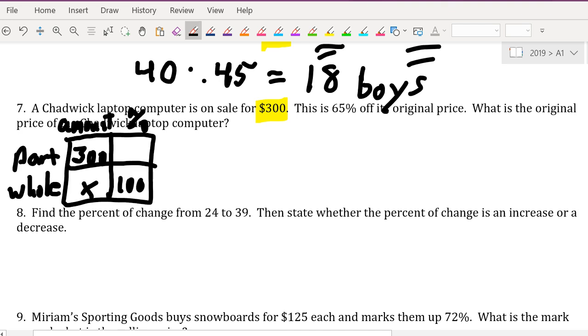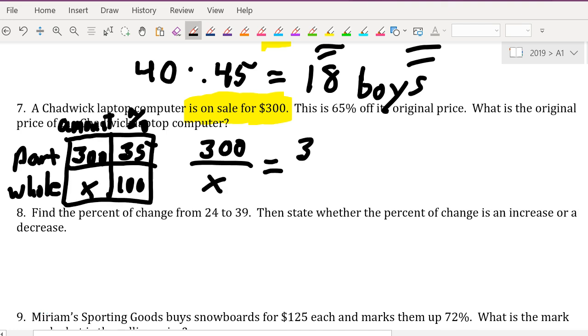It's 35% because it's 65% off. This is one of the trickiest ones on the whole test. When they give you a sale price, the on sale price, which I read quick and didn't look at because I'm not a perfect person, then you have to set this up differently. There's no way to do it without changing it to 35%. There's no way to do it with the 65.